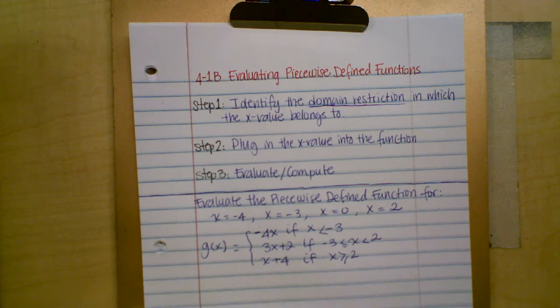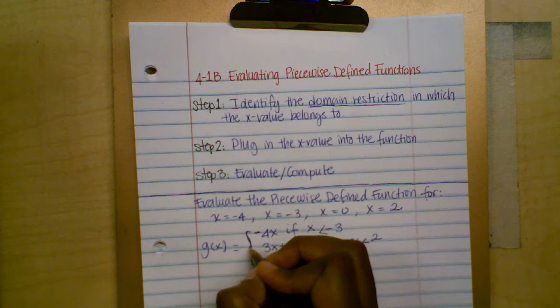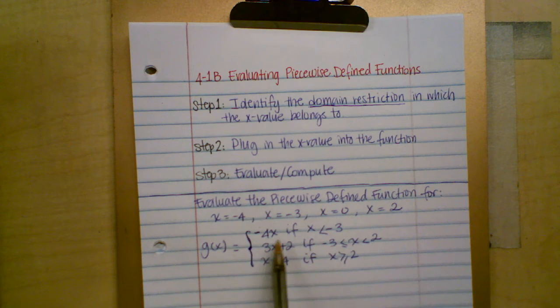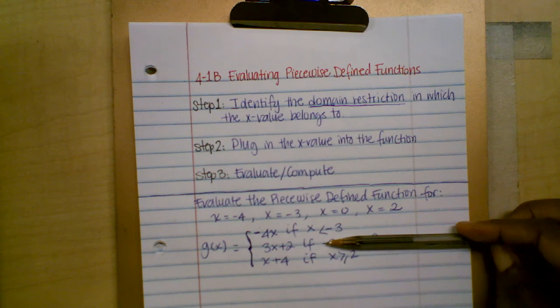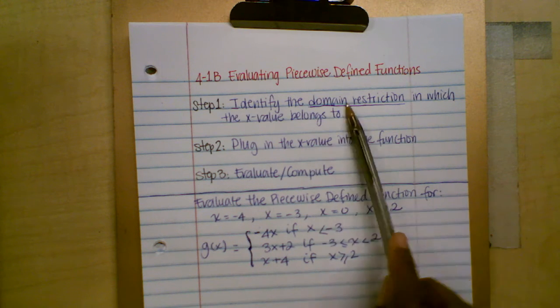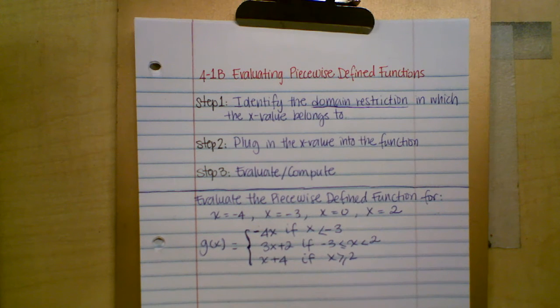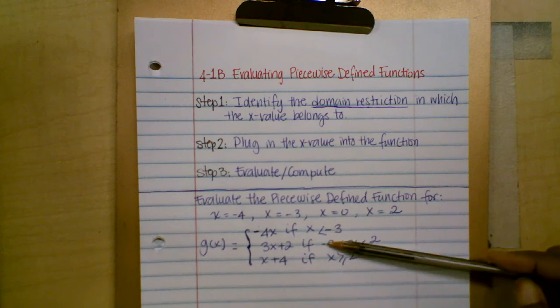So this is a problem. They asked us to evaluate the piecewise defined function for x values of -4, -3, 0, and positive 2. I gave you a piecewise function. You have a single brace, and it's made of 3 functions. You see -4x, 3x plus 2, and x plus 4 represent functions. And after the functions, what do you have? The inequality on the right represents the domain restriction. That's what I call domain restriction.